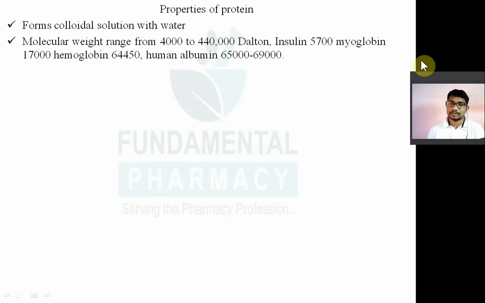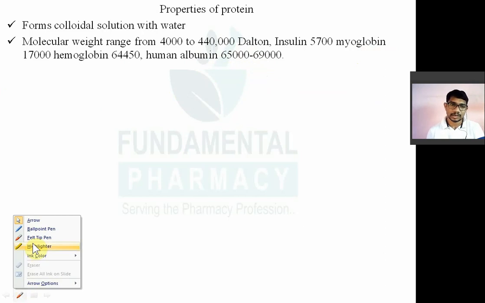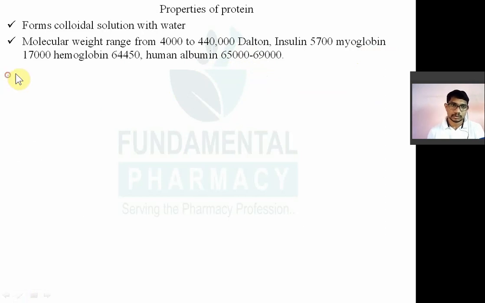Then molecular weight of myoglobin, again a protein present in the muscle, is 17,000 daltons. Then molecular weight of hemoglobin is 64,450 daltons. Now human albumin has a molecular weight of 65 to 69,000 daltons. This was a question in GPAT 21. Molecular weight of your albumin. So molecular weight jo hai uska thoda sa yaad rakhne ka try karo. So whatever molecular weight is there, that is important.